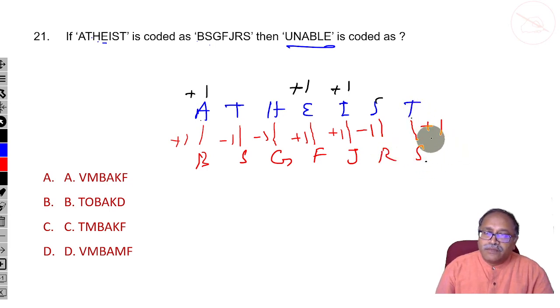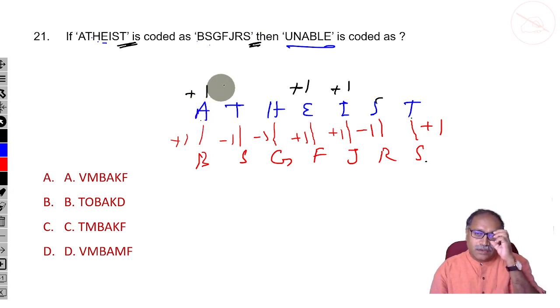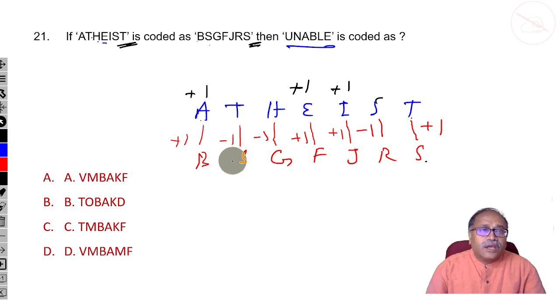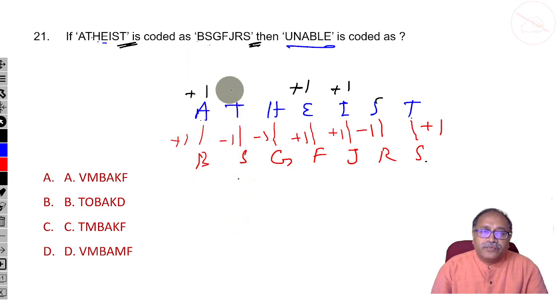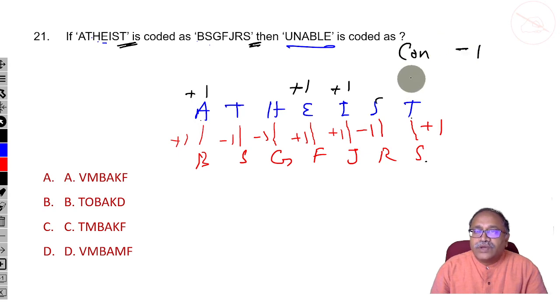The consonant T is there and is written as S. T written as S, consonant T and then S. Consonant లో -1 చేస్తున్నారు, vowel +1 చేస్తున్నారు. So T is a consonant -1, H is a consonant -1, S consonant -1 and T is a consonant -1. So consonant -1, vowel +1.